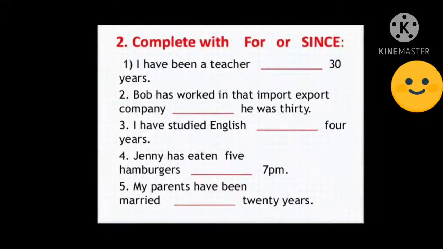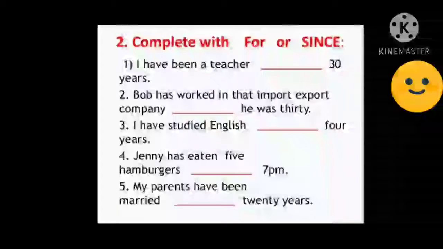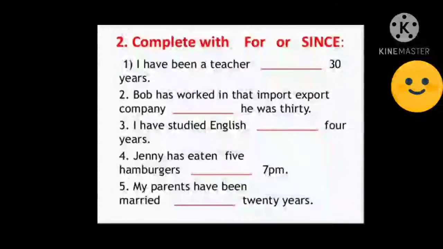Let us see another exercise: complete with for or since. I have been a teacher dash 30 years. So 30 years, that means a certain period of time is given, length of the time, that means for. I have been a teacher for 30 years. Bob has worked in that import export company dash he was 30. So that certain period is not given. When the action began, what was his age? When he started his work, 30. So since he was 30. Previously also we did since he was young.